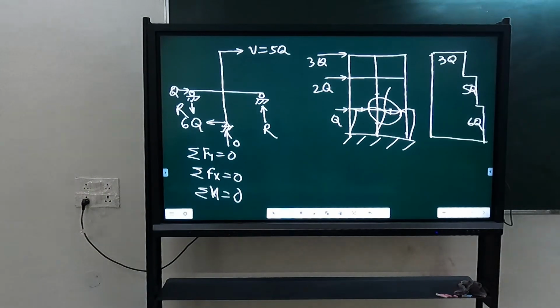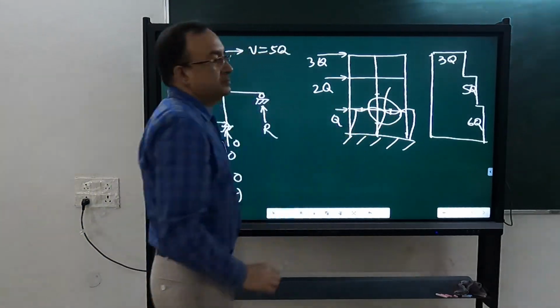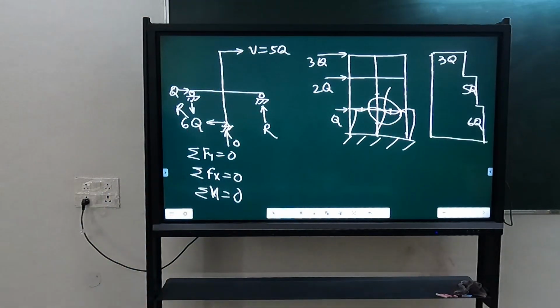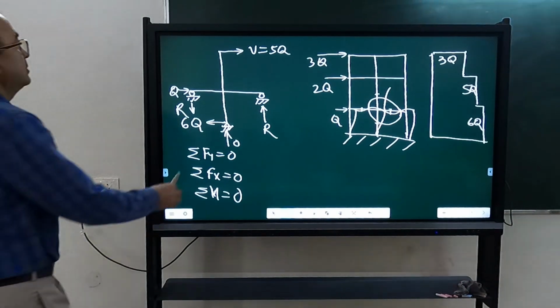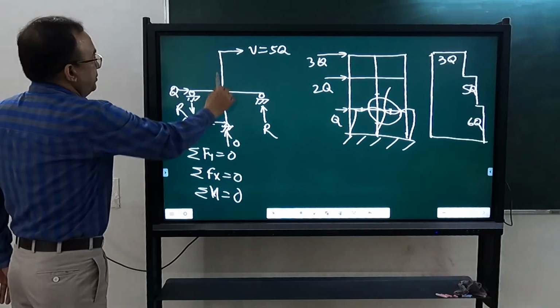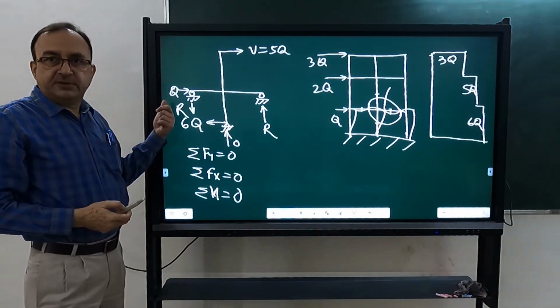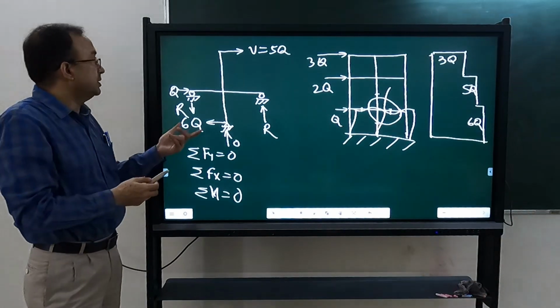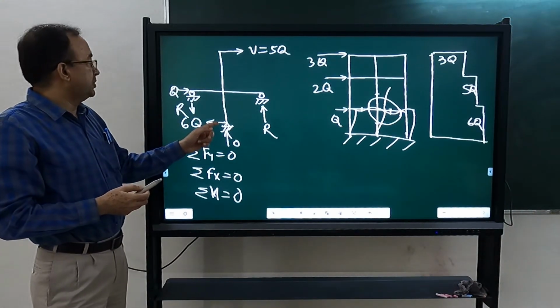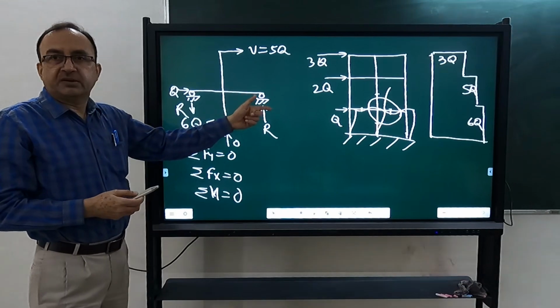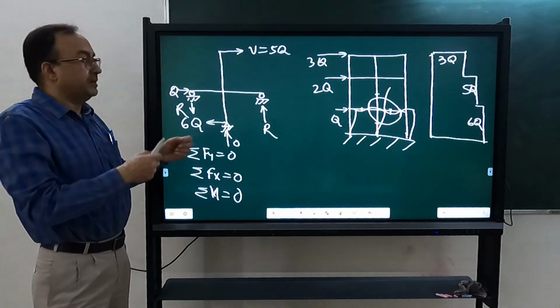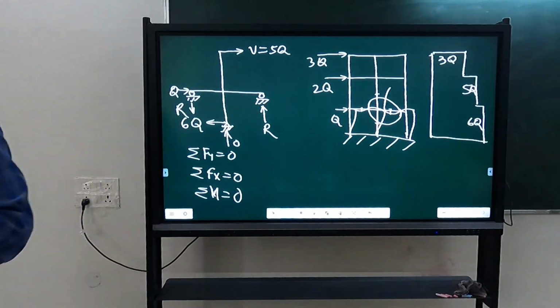Sir, how will it be anti-symmetric? The force above is 5Q, and below is 6Q. If you put a mirror here, the force acting above is 5Q and below is 6Q. Yes. So if it is a mirror here, how does that matter? Above is 5Q, bottom is 6Q, but what is on the left and what is on the right? These forces are acting on both, left as well as right.